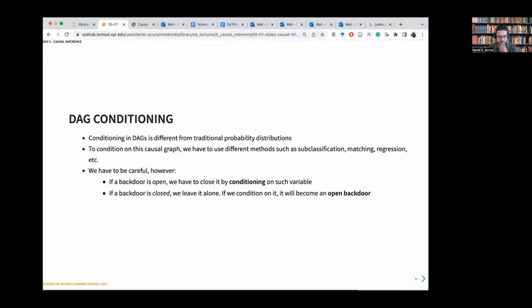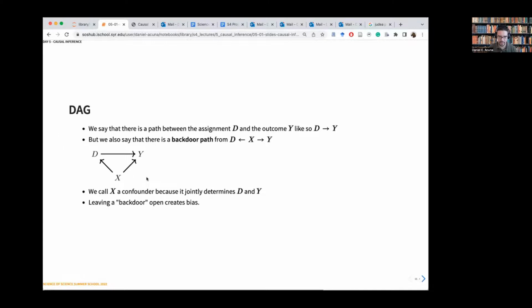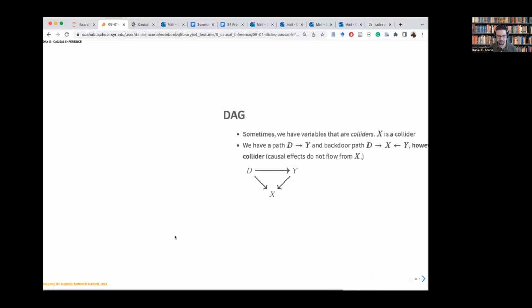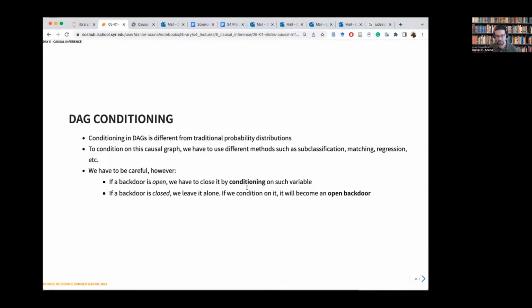Here it's a little different. If you're familiar with graphical models from probabilistic inference, the way that we condition in graphical models is different from how we condition on DAGs. So if we want to close an open backdoor, so let's say I'm going to go back, sorry about this, we want to close this. We need to condition on this X, so that it doesn't affect the variables that we are interested in, and that will close the backdoor, so there won't be a flow of data.